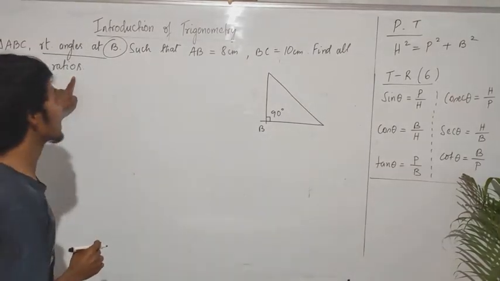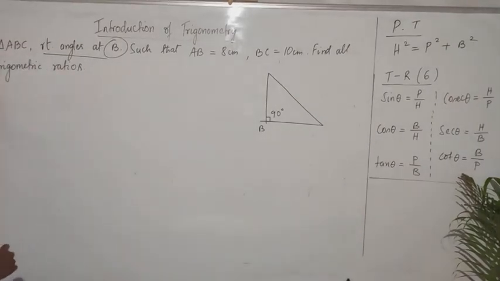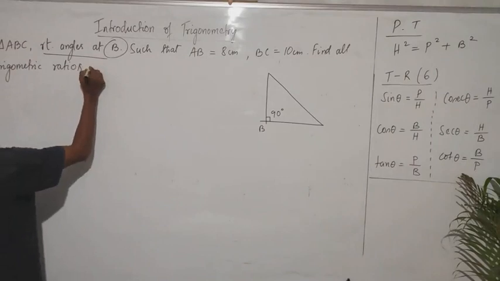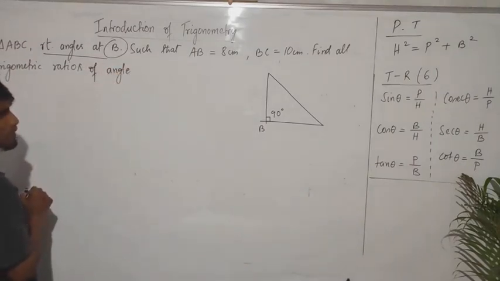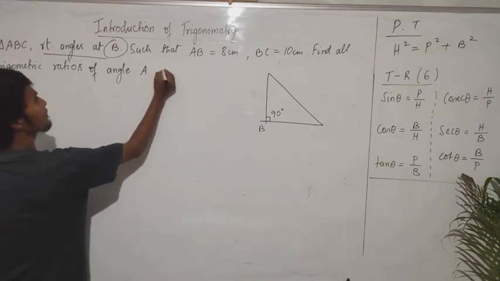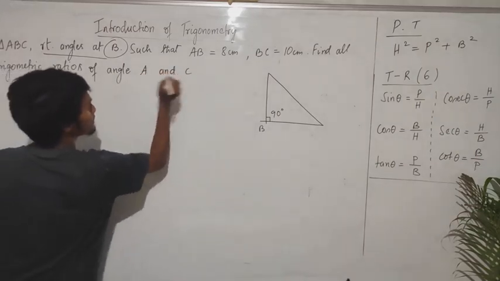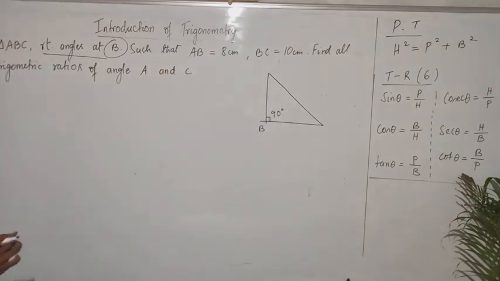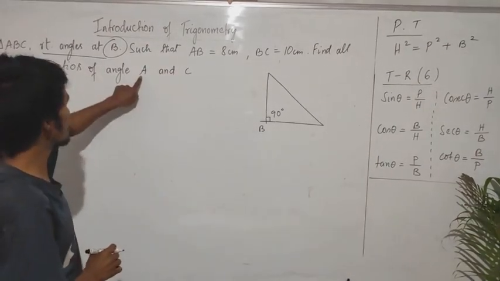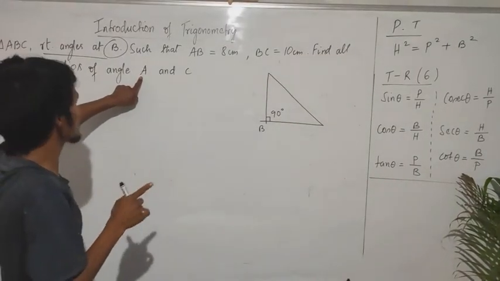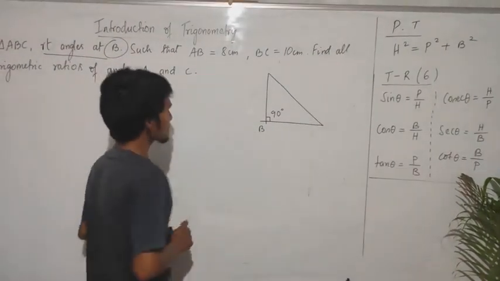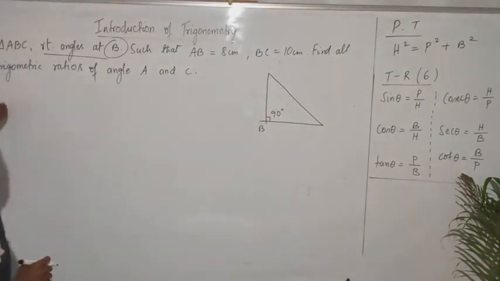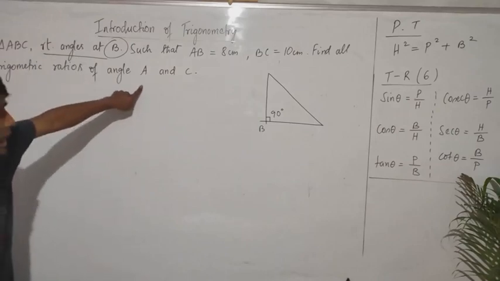The question is incomplete, so I'll form it. Find all the trigonometric ratios of angle A and C. Of angle A and C, there will be 12 answers. Here there will be 6 answers because there are 6 trigonometric ratios, and then here also 6 answers. This will be a complete question: find all the trigonometric ratios of angle A and C.